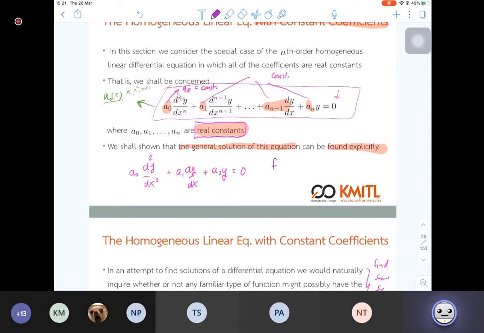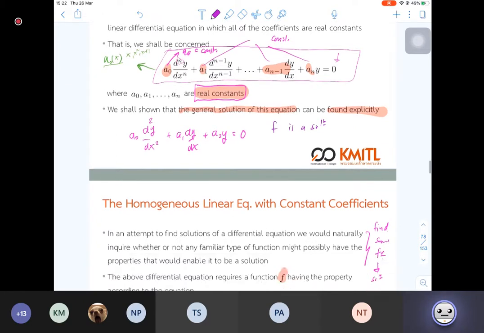And let's say f is a solution. So what property should f have to be the solution for this? Okay. So y equal to f. So I put f in here.